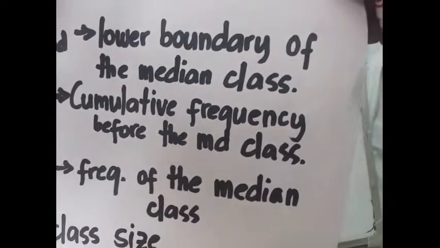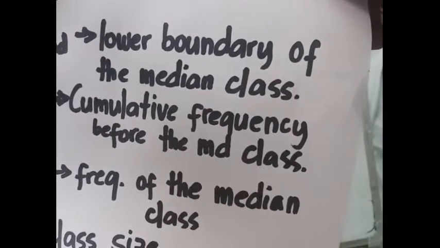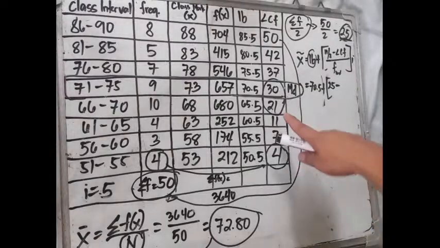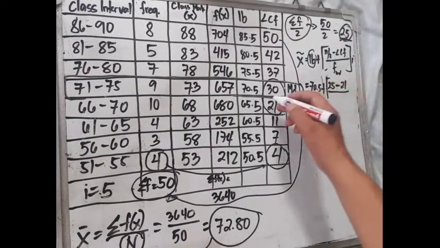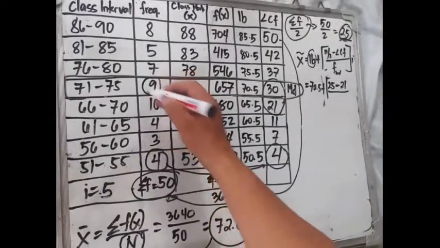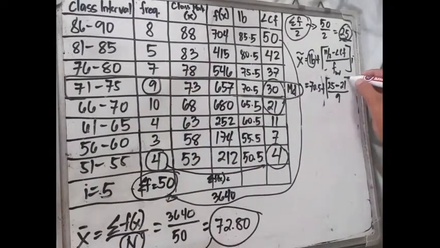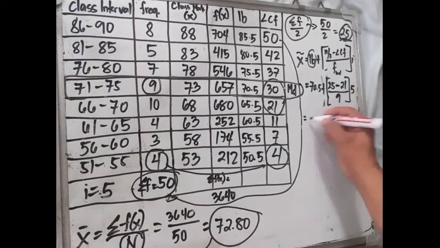the cumulative frequency before the median class. So before ang median class, that is 21. So 21 over frequency of the median class, that is 9 times interval, that is 5. Then simplify.